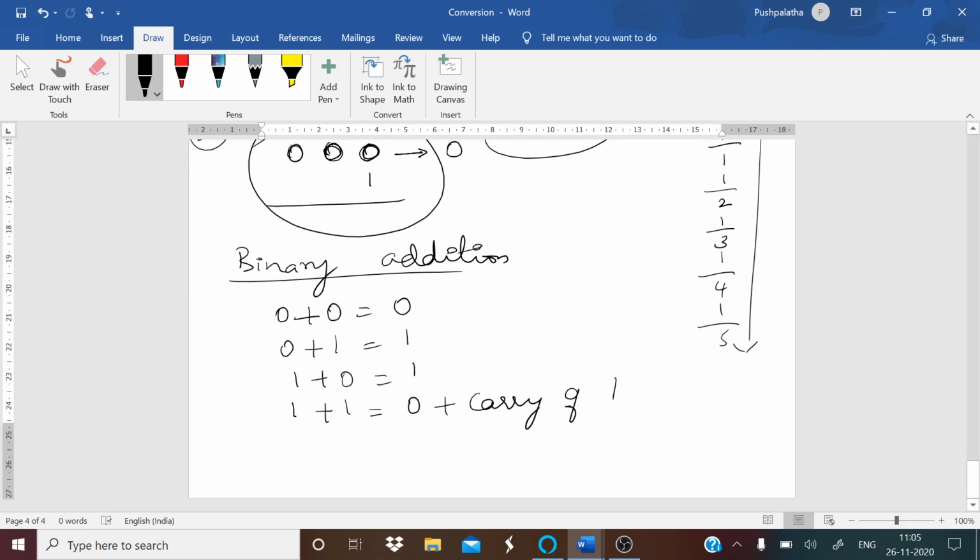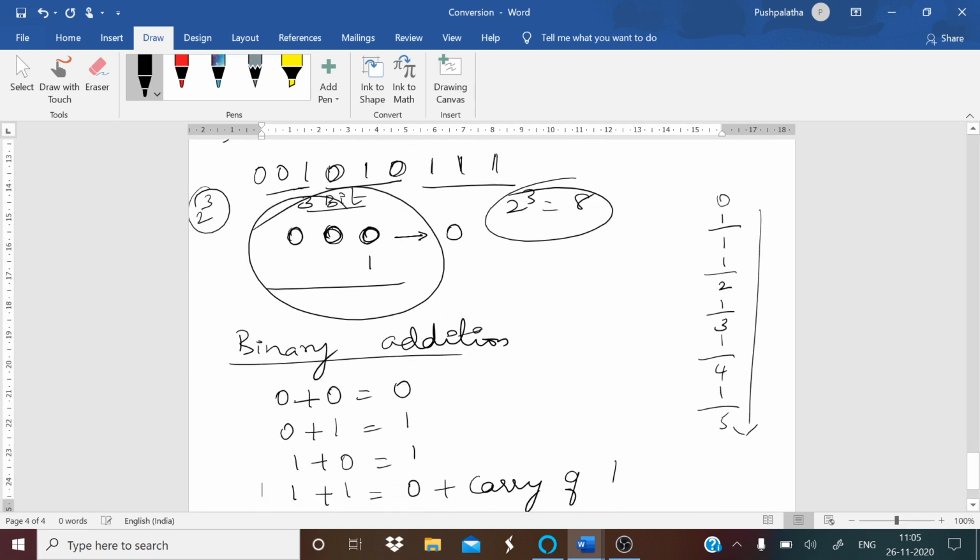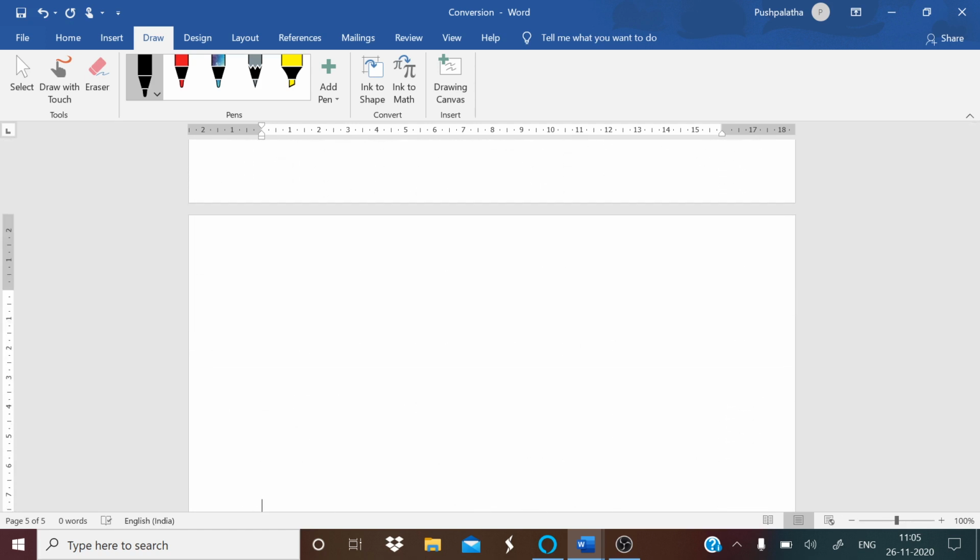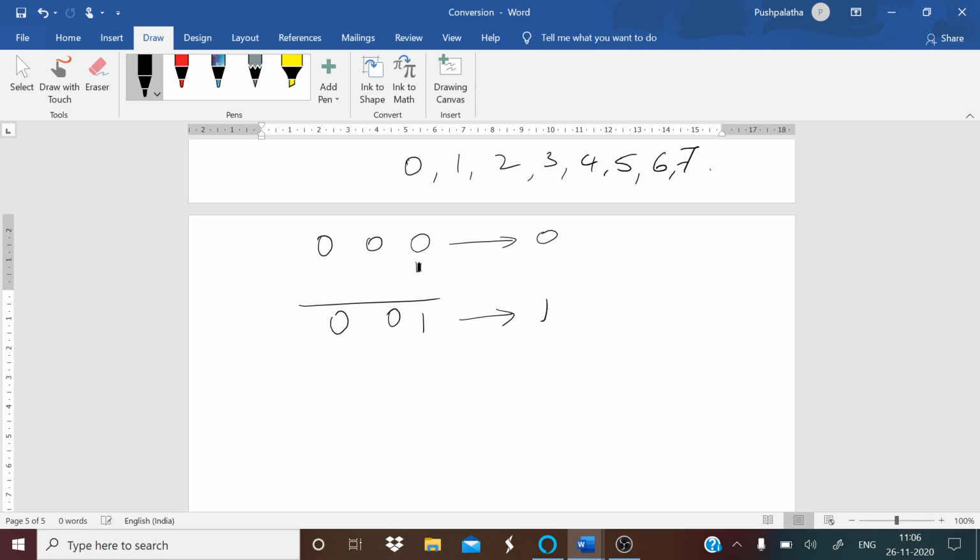Now you have 3 bits as we said: 0, 0, 0. You add 1 to this. So this is your 0, the first number, because in binary you have 0, 1, 2, 3, 4, 5, 6 and 7. So 0, 0, 0 is 0. You add 1 to this LSB. LSB means least significant bit. 0 plus 1 is, according to the rule, 1. So this is 0, this is 0, and this is your 1.